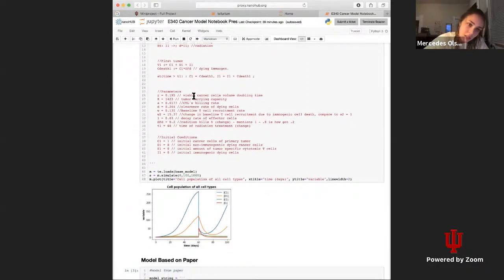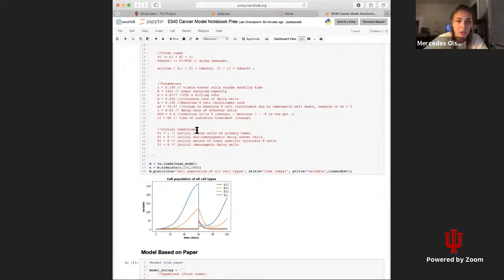So here are those parameters again. Most of the values are based off of the paper that was used, but then I chose to set the amount of radiation at 0.2 as a base, and the time that the radiation took place is at 60 days.